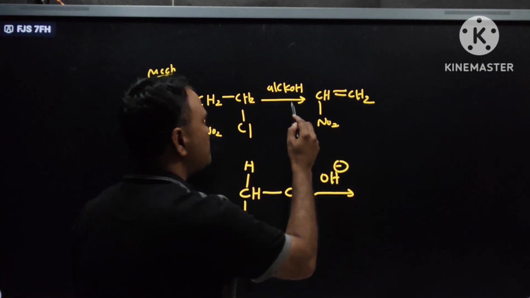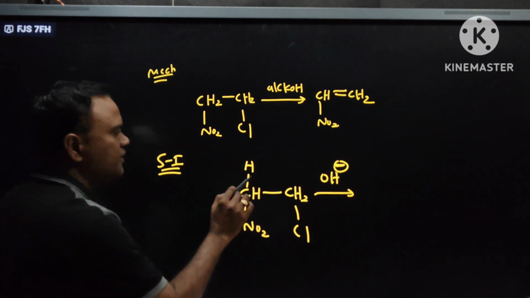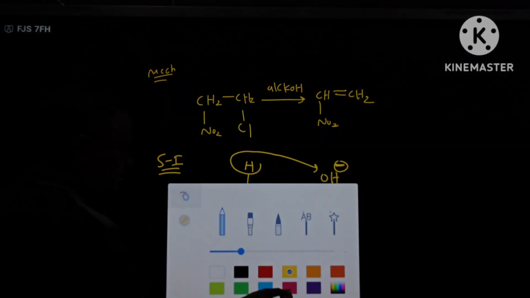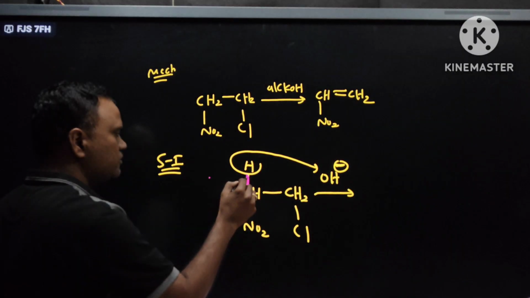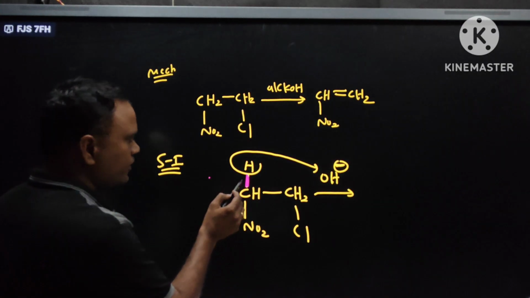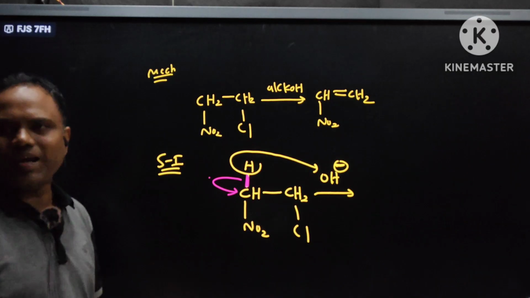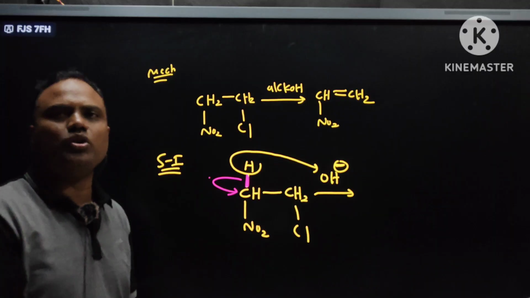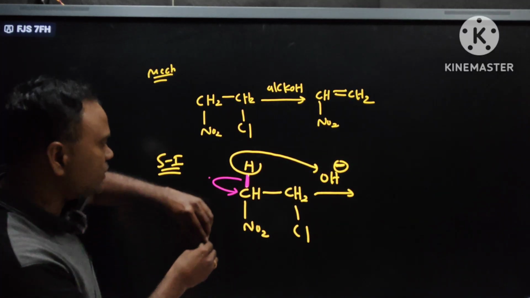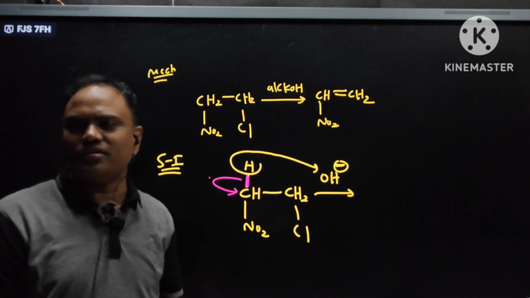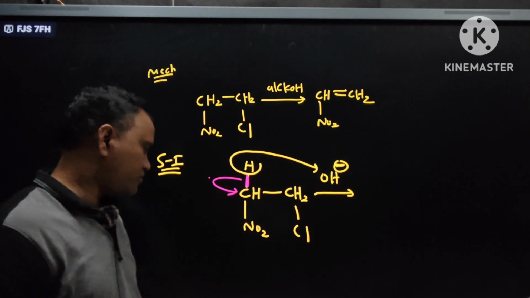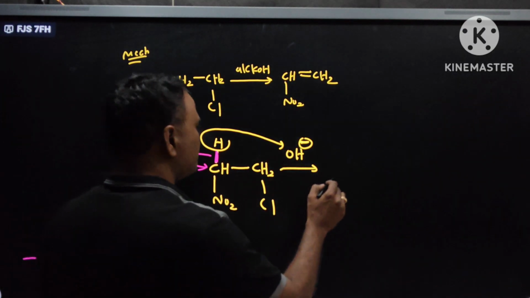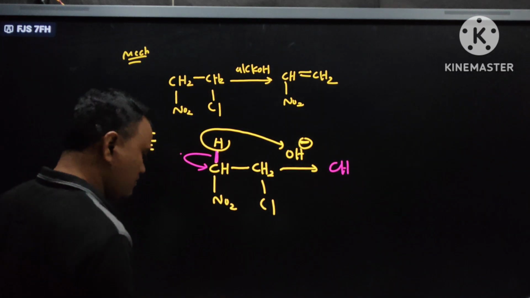OH minus from the alcoholic KOH will capture this proton, leaving the negative charge, or the bond, there only. See this pink colored bond will shift to carbon as a negative charge, because OH minus is capturing only the hydrogen without the bond. Then that bond will shift to carbon. Clear? This leads to formation of a carbanion via conjugate base. Carbanion, or conjugate base.